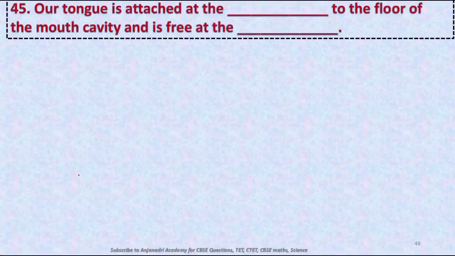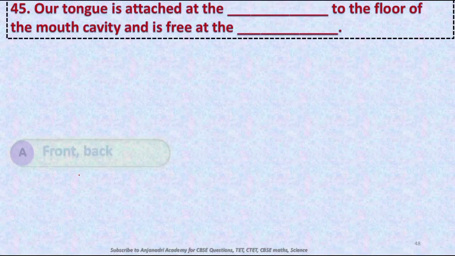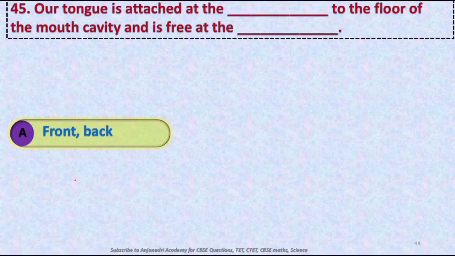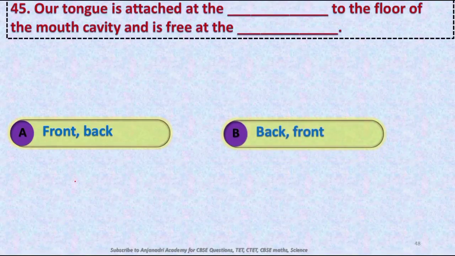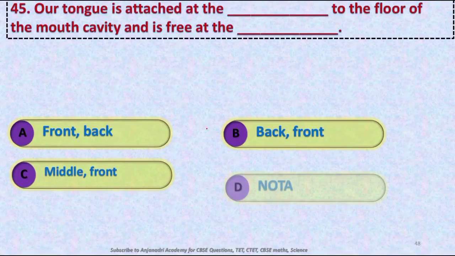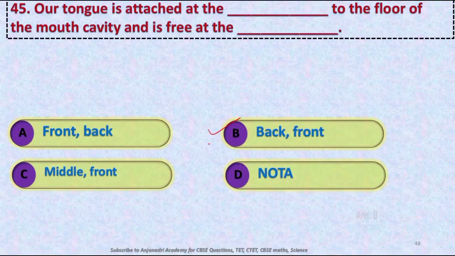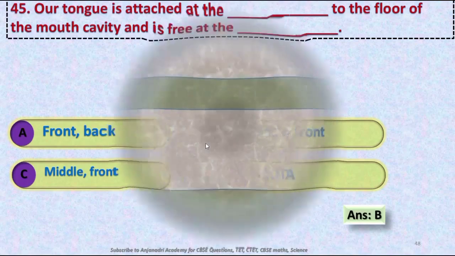Here is the next question. Our tongue is attached at the back of the floor to the floor of the mouth cavity and is free at the front. Answer B is the correct answer. It is fixed at back and free at the front.